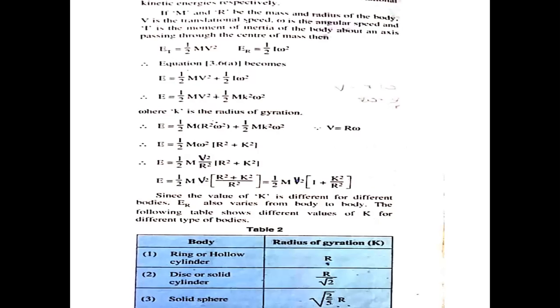To find the kinetic energy of rolling motion, we need to add the kinetic energy of rotation as well as the kinetic energy of translation. We have seen that the kinetic energy of translation is half mv square. The kinetic energy of a rotating body is half I omega square. By adding both quantities, we are able to find the kinetic energy of a rolling body. So this is the expression for that.